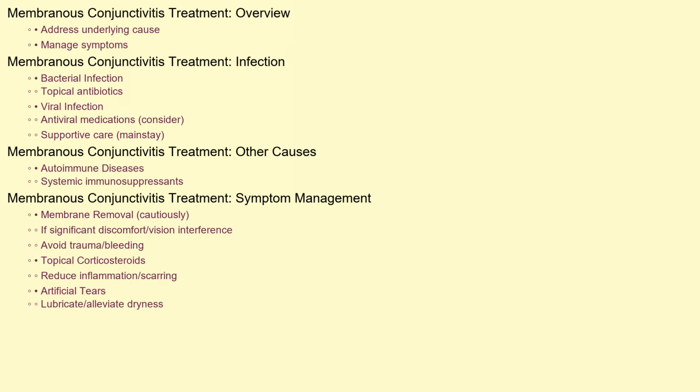The treatment for membranous conjunctivitis is primarily aimed at addressing the underlying cause and managing the symptoms. If a bacterial infection is identified, topical antibiotics are typically prescribed. For viral infections, antiviral medications may be considered, although supportive care is often the mainstay of treatment. In cases of autoimmune diseases, systemic immunosuppressants may be necessary. Removal of the membrane is sometimes performed, especially if it's causing significant discomfort or interfering with vision. However, removal should be done cautiously to avoid further trauma and bleeding. Topical corticosteroids can help reduce inflammation and prevent scarring. Artificial tears are also beneficial in lubricating the eye and alleviating dryness.